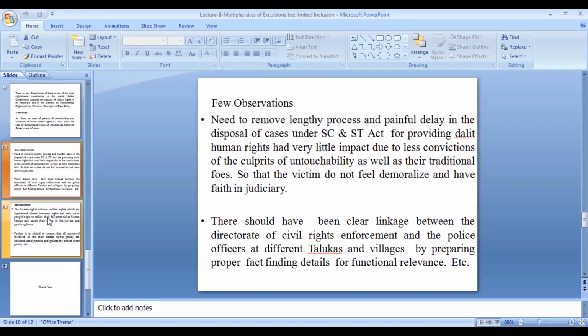There should also be a linkage between the Directorate of Civil Right Enforcement and the police officers at different levels, village level and taluka level, for preparing fact-finding details for functional relevance and so forth.